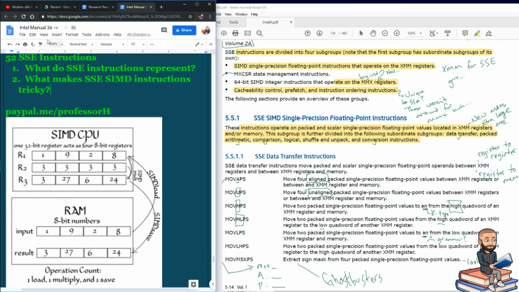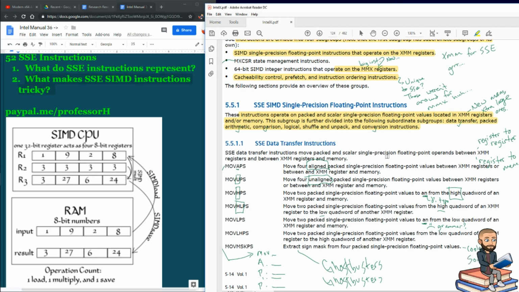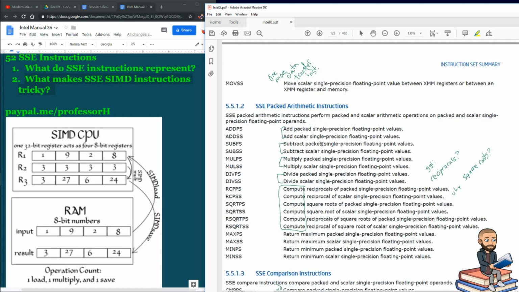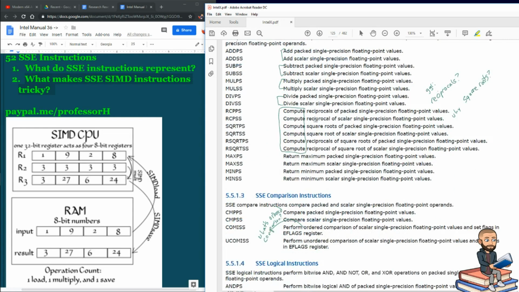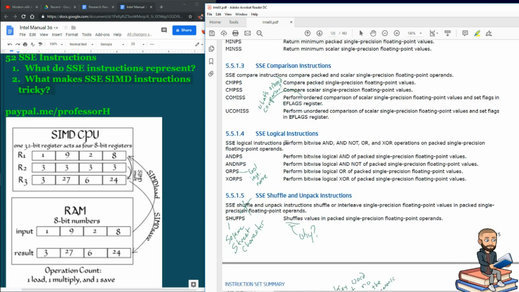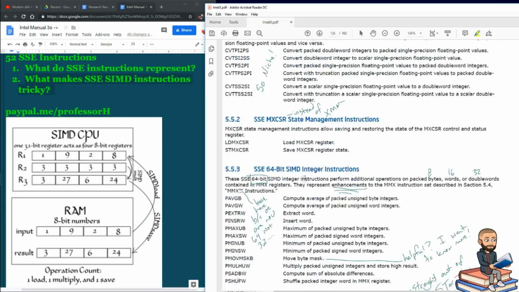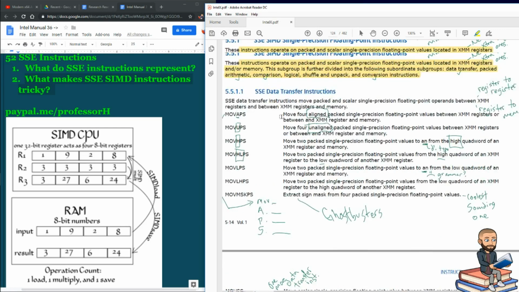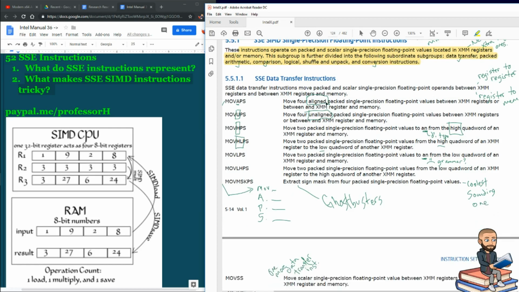I don't want to go too far without a question, so how about this? What makes SSE SIMD instructions tricky? My answer would be they have groups within groups. And how about this for a plan? Let's just read the data transfer instructions, and then the arithmetic and comparison ones and logical. Oh my gosh, it keeps going. So we'll save the rest of the SSE instructions for another video, just because this first one is actually pretty complex for data transfer instructions.